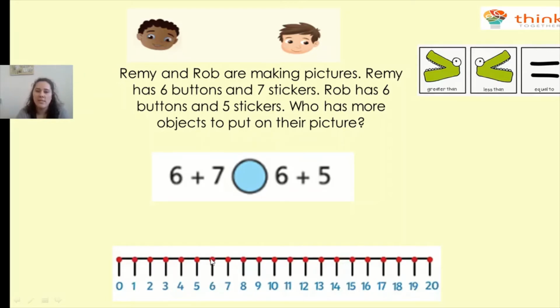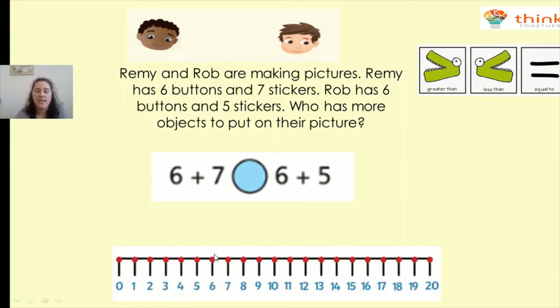Now that I've found 6, how many jumps do I need to do? Amazing. I need to do 7 jumps. But let's look at our question here. Our question's asking us to add. So on the number line, do I need to go forwards and do 7 jumps, or do I need to go backwards and do 7 jumps backwards? You're right, I'm going to need to do 7 jumps forwards because this is an addition question and the number needs to get bigger. So there's 6.